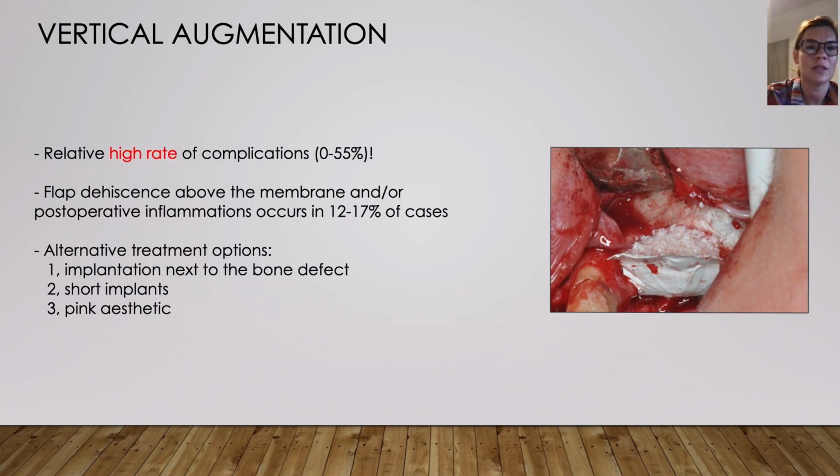The rate of incidence in case of vertical bone augmentation is quite high, because in vertical augmentation we increase the amount of the new bone the most. So that's why it is very, very hard to close the flap on top of the vertical augmentation tension-free. So in many of the cases flap dehiscence or flap opening occurs, and that may lead to some inflammation and the loss of the graft.